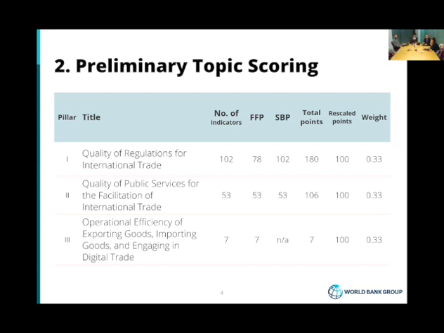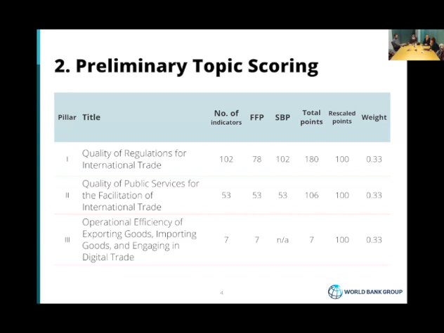Similarly, 106 points are spread across pillar 2, across 53 indicators. And again, are rescaled up to 100 points. In pillar 3, each indicator obtains a score from 0 to 100, and then the total points for this pillar are calculated by summing up the scores in accordance with the weight of each category. The scores for each pillar are then averaged to obtain the final topic score for international trade.